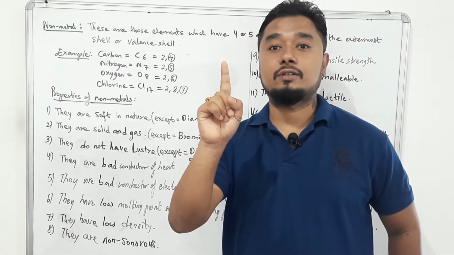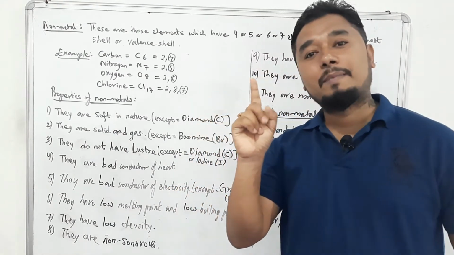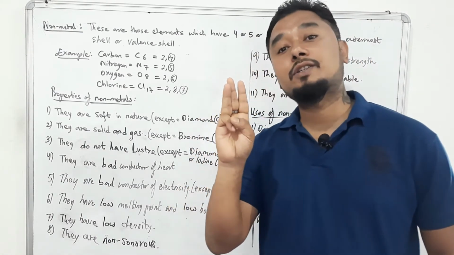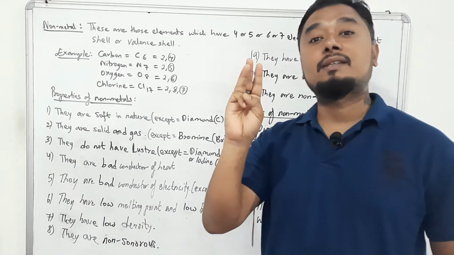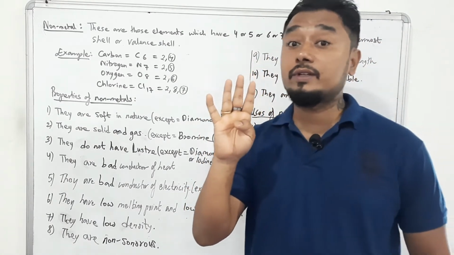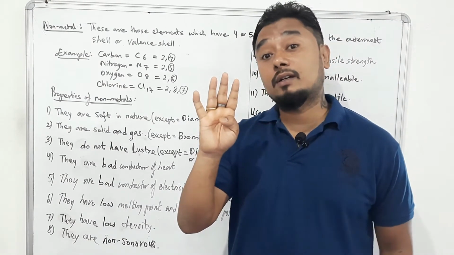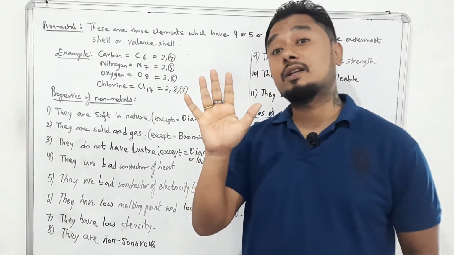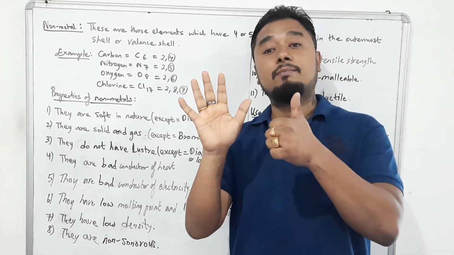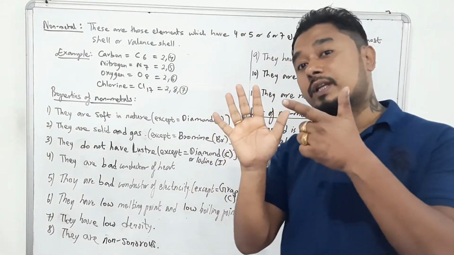Metals have luster, non-metals don't have luster. Metals have high melting point and boiling point, non-metals have low melting point and boiling point. Metals have high density, non-metals have low density. Metals are good conductors of heat, non-metals are bad conductors of heat. Metals are good conductors of electricity, non-metals are bad conductors of electricity. Metals have high tensile strength, non-metals have low tensile strength.